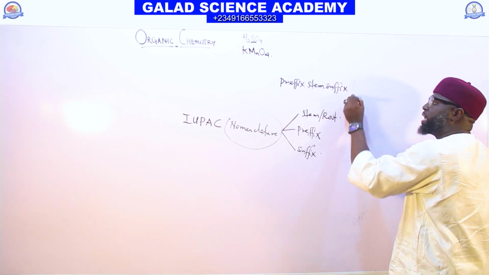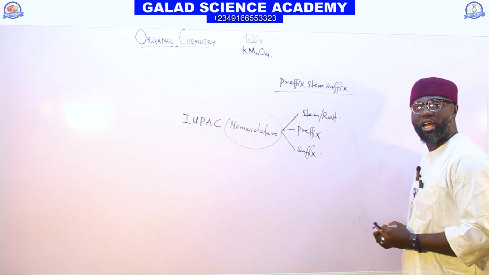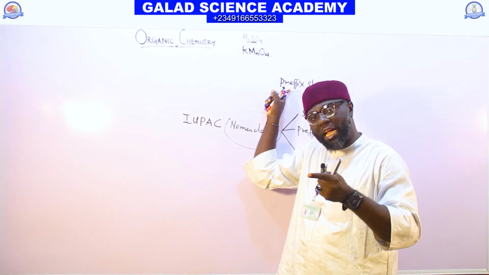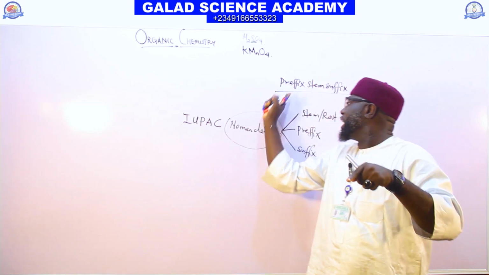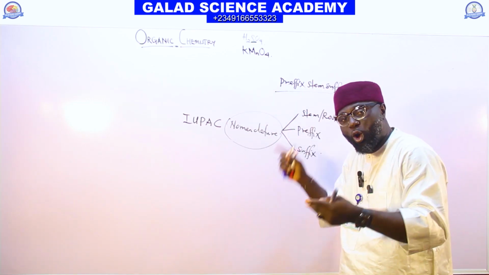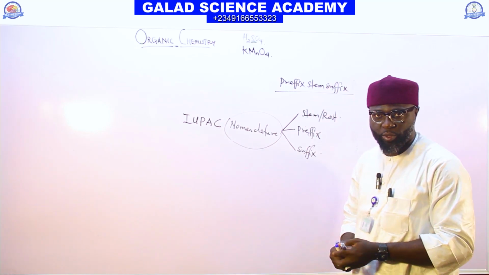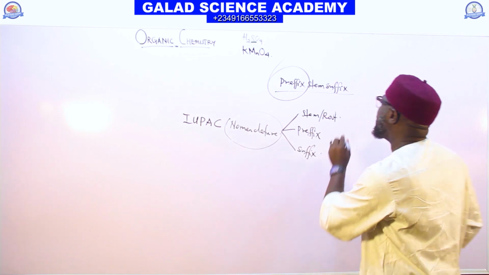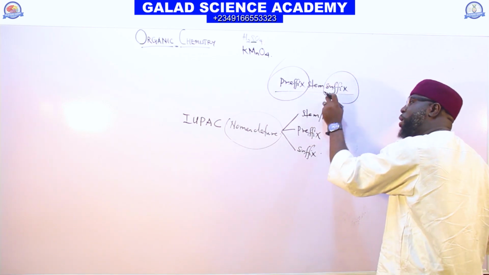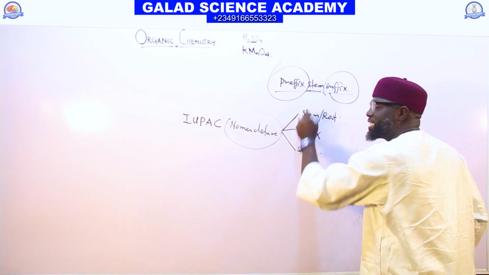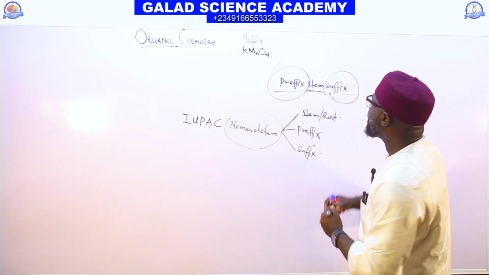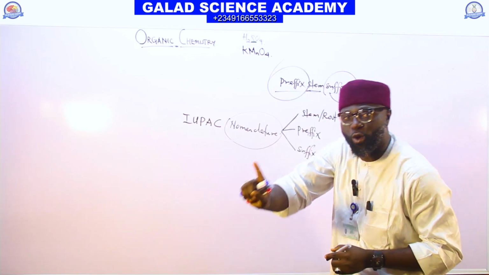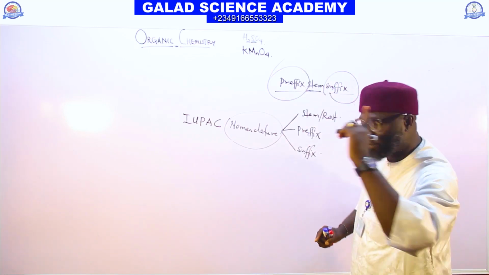This is the method of naming organic compounds. The preface is the name that comes before the root or the stem or the main name. We can call this preface an adjective. The suffix is the name that comes after the stem. The suffix is the one that will tell us the functional group of the organic compound.